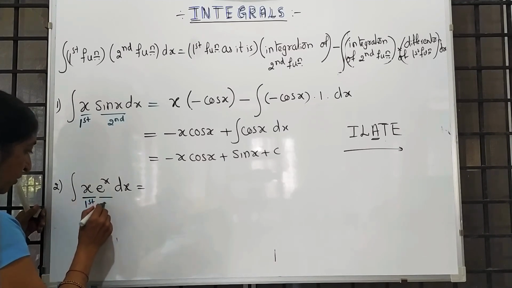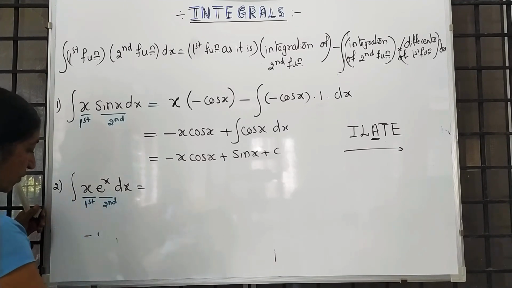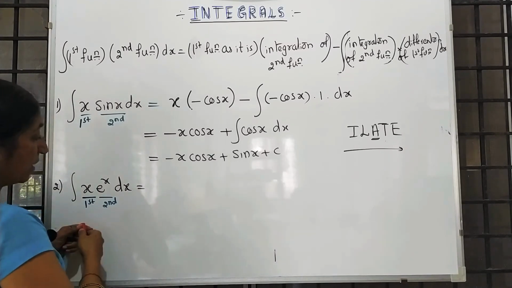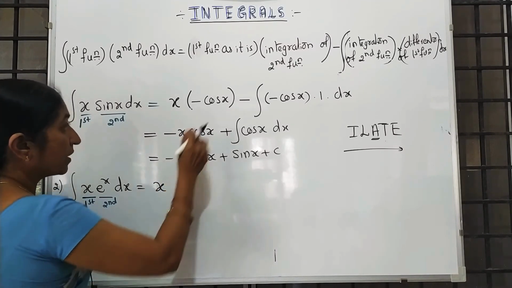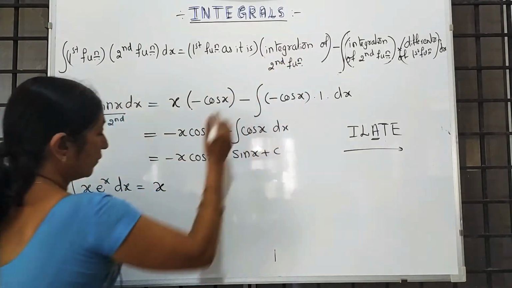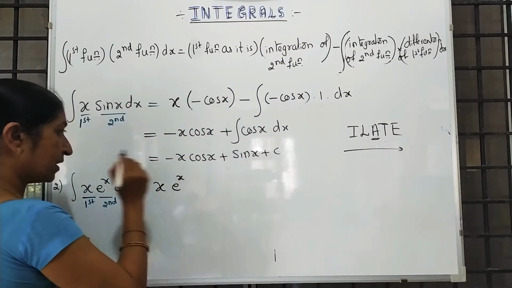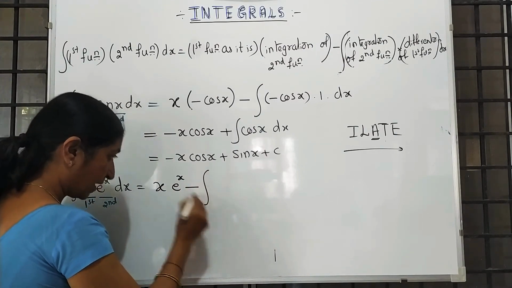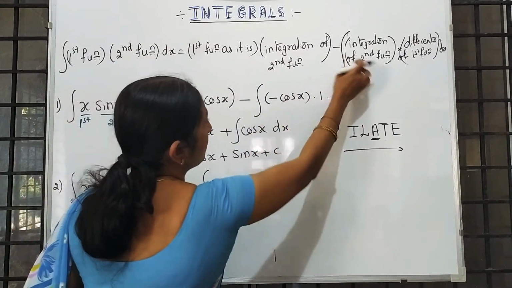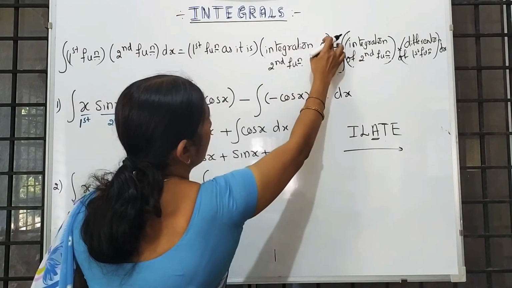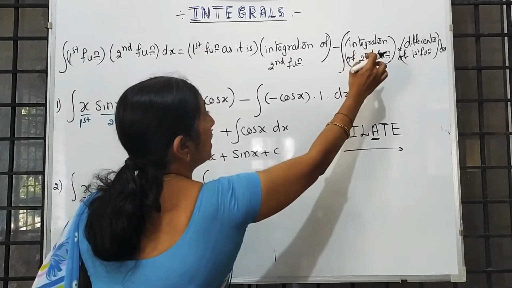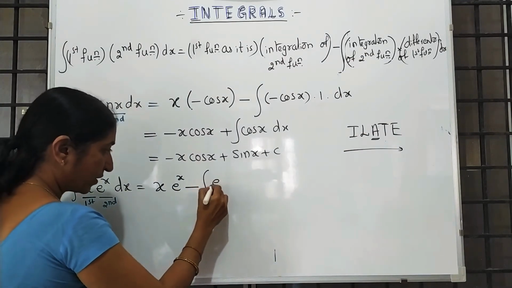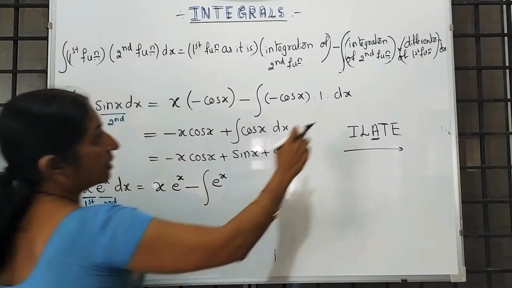This is the first function and this is the second function. Apply the rule: first function as it is, x as it is, into integration of second function. Integration of e raised to x is e raised to x, minus integration sign. See, this term and this term are the same, because this is integration of second function and this is also integration of second function. So, integration of second function is nothing but e raised to x.